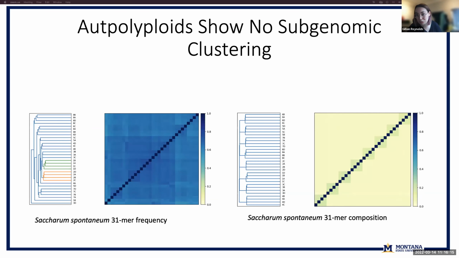Autopolyploids show no subgenomic clustering at all. Now, I'm going to preface this by saying I had access to far fewer autopolyploid genomes than allo. So, I mean, naturally, they're incredibly difficult to sequence. But this is an example here.